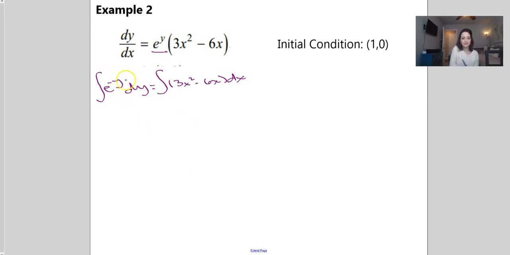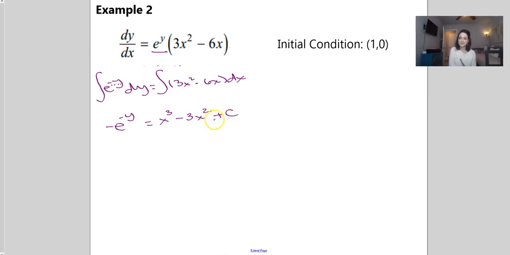Okay, so remember, integral in dy means find all antiderivatives of e to the negative y. Notice your inside is linear with respect to y, so antiderive the outer. Now divide by the derivative of the inner, which is just -1. Okay, now let's go term by term. Antiderivative of 3x squared is x cubed. Antiderivative of 6x is 3x squared. And what do I need next? I need a plus c.